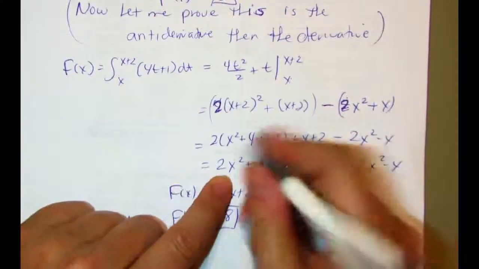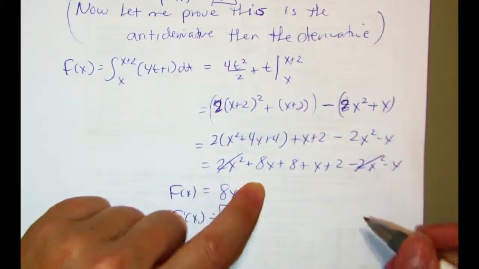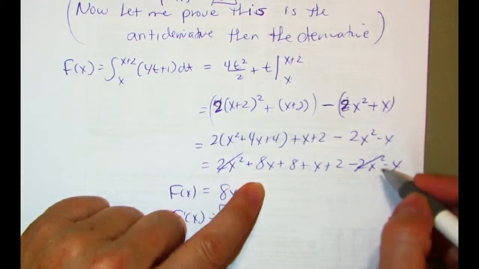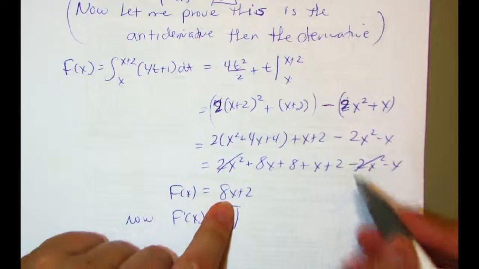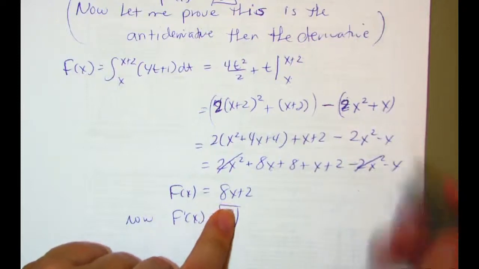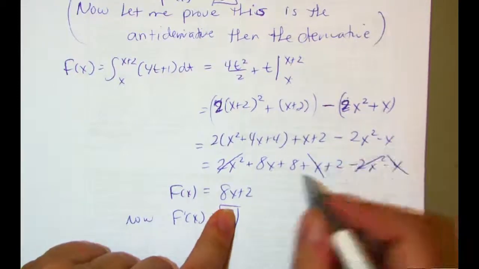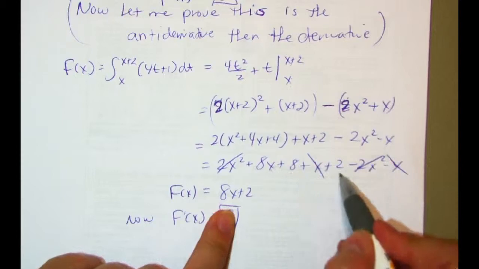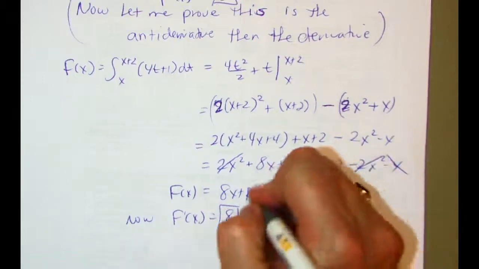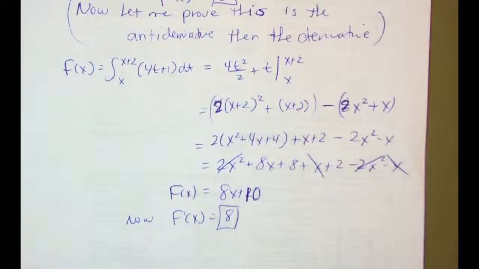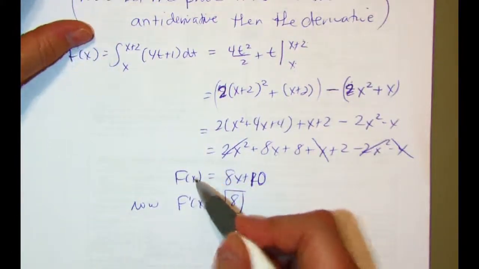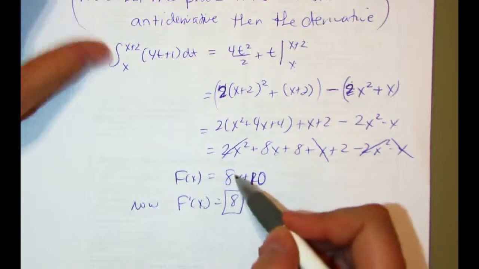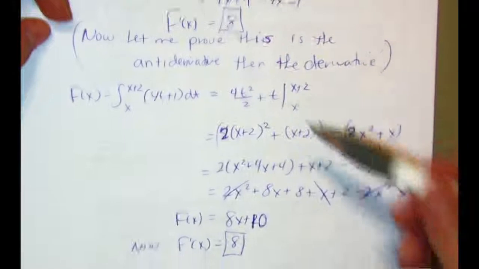Let's see, the 2x squareds cancel. What else? Something else cancels in here. I think that's it. So I have an 8x. Oh, here. There's an x and there's an x. So 8x and 8 and 2 would be 10. So now I'm supposed to be finding the first derivative. So now let's take the first derivative of this. So the derivative of 8x plus 10 is just 8, which was what we got before.